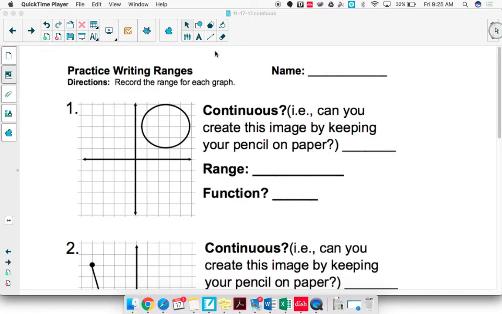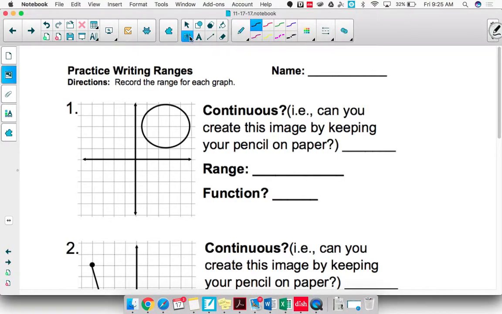Hey everyone, I just want to do a couple examples for you on writing ranges. Now, if you already know how to do this, then you most certainly don't have to watch the video, but for those of you that wanted a little help on it, I wanted to give you that opportunity so you didn't have to wait for me to come to you.